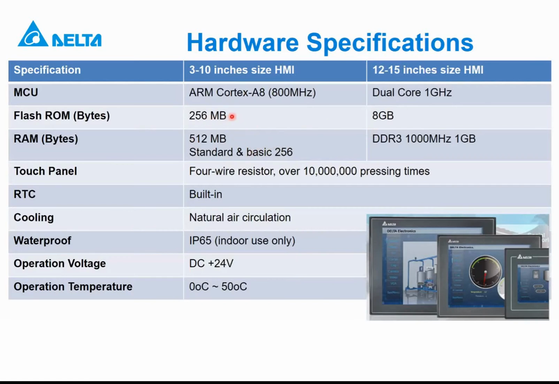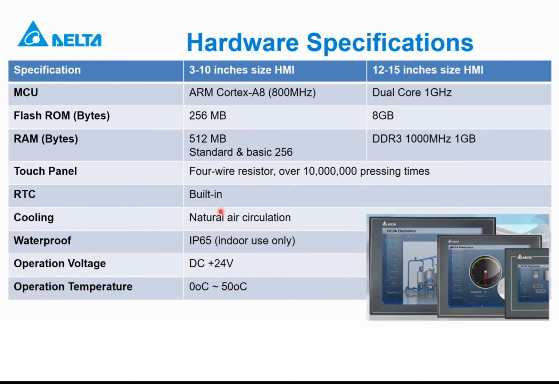But in the case of the flash ROM, the flash ROM stores your program, the application you have written, and also your large data. Your large data are those data in the latch register. If you turn off the HMI and turn it on again, you still have that data. It's not deleted. The type of touch is resistive touch, so it's quite sensitive, and the longevity is quite high, 10 million presses. So it's quite durable, so you can use it for years and the HMI will still be running.